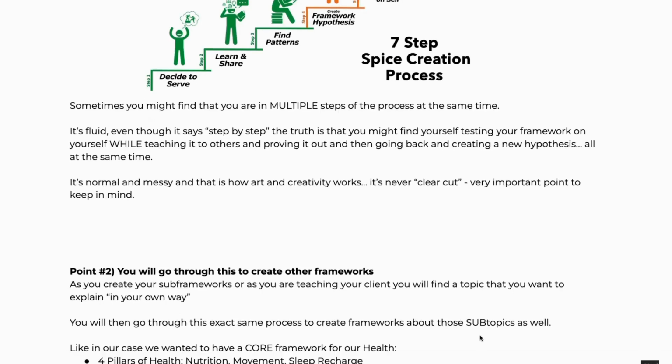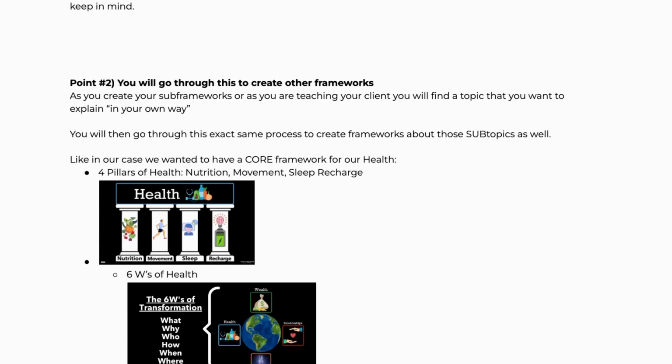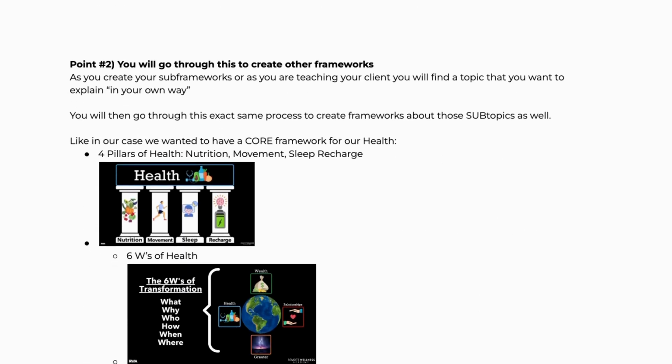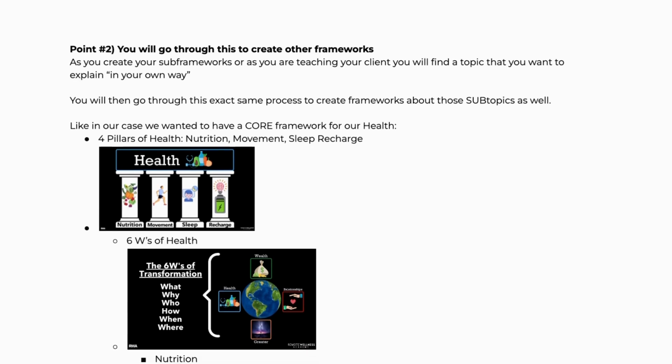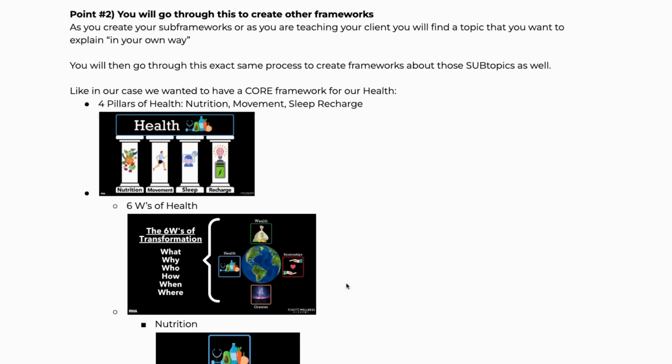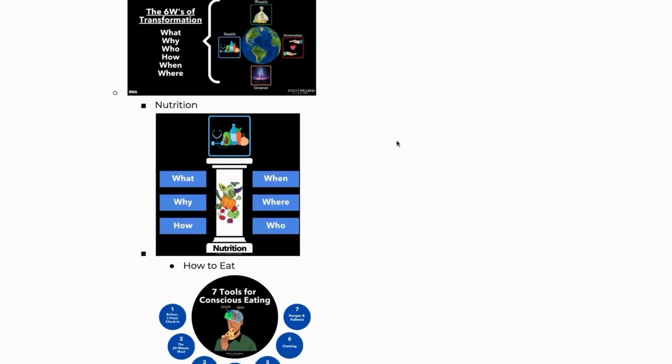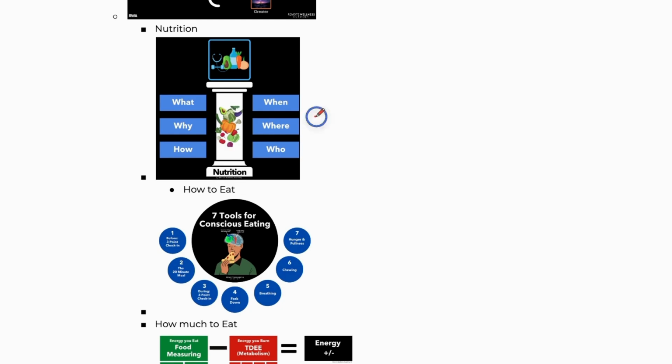Point number two is that you are going to be using this same process to create other frameworks as well as sub frameworks as you go through this, right? So for example, we had created our core framework, which is our 4 pillars of health, right? Nutrition, movement, sleep, and recharge. And then after that, we created another framework that was a sub framework of that, which was the 6 W's of transformation: what, why, who, how, when, and where, right? And then underneath that, we applied that specifically to nutrition. And then underneath that we said, okay, let's zoom in on how to eat.